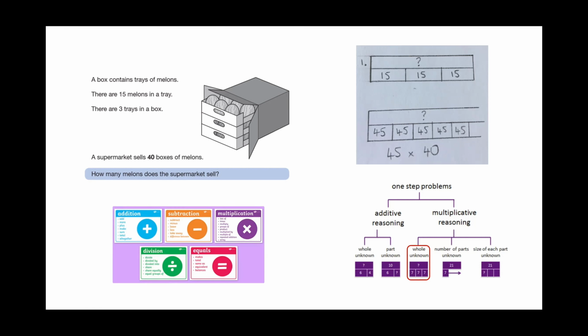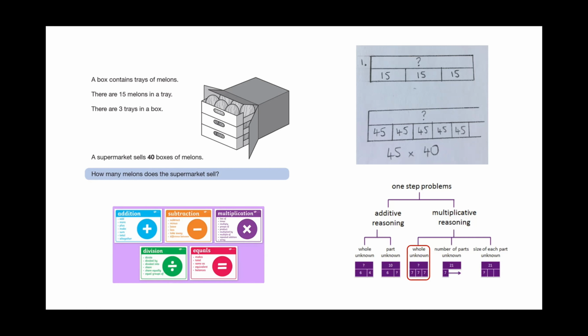Some children may be initially drawn to a mental model of an array when thinking about the 15 melons in a tray and 3 trays in a box. They may wish to draw it out like this. Other children may wish to draw it as a bar model. Either way, what we're saying for this one is that we know the parts, that there are 3 equal parts of 15, but we don't know the whole. So we know that's multiplicative reasoning.